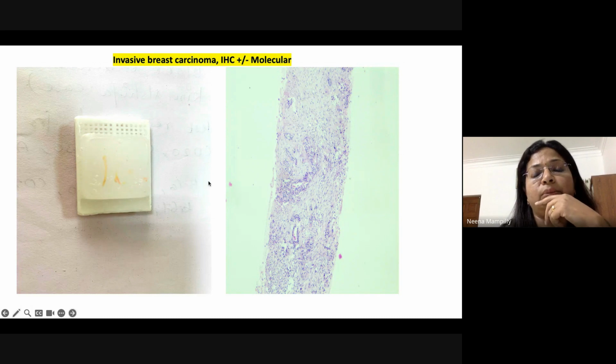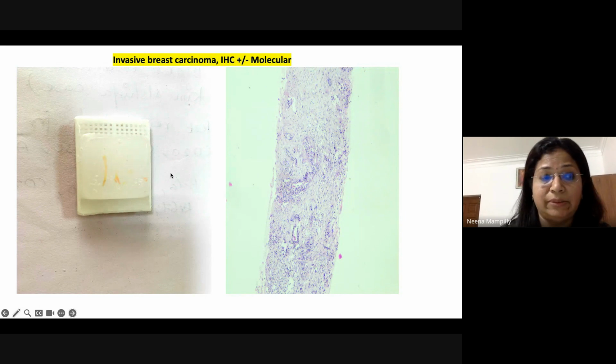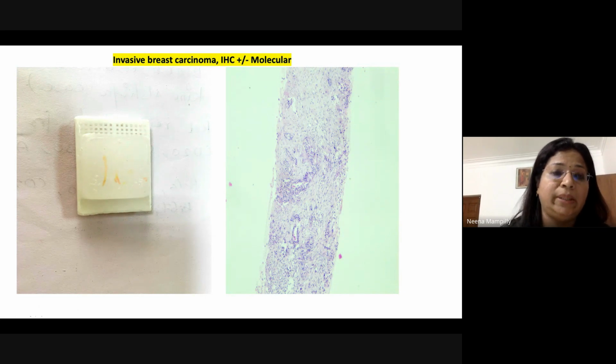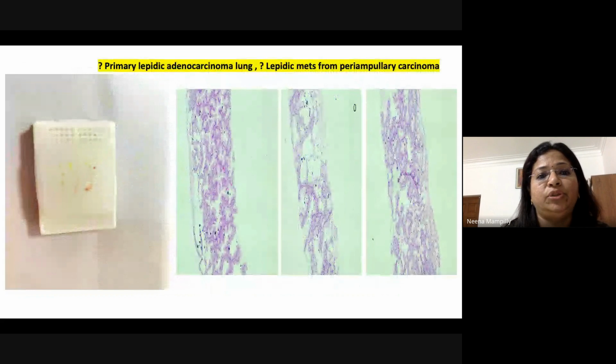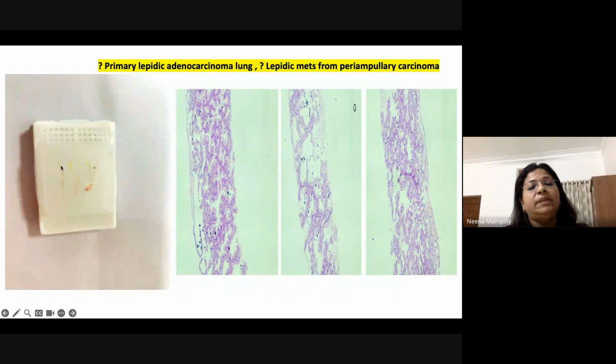Again, invasive breast carcinoma, IHC plus or minus molecular. But IHC is mandatory, obviously, for invasive breast carcinoma, we know that. But we are supposed to keep tissue there for molecular in case comprehensive genomic profiling or whatever is required. We need to know the requirements for retention of tissue. And this was, again, 3 cores in one block. This was interestingly a lepidic adenocarcinoma. So whether it was a primary, she had a history of periampullary carcinoma, or was it lepidic mets from a periampullary carcinoma? This again would require IHC, obviously, plus molecular.